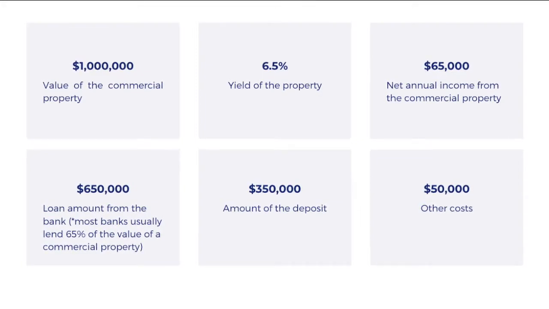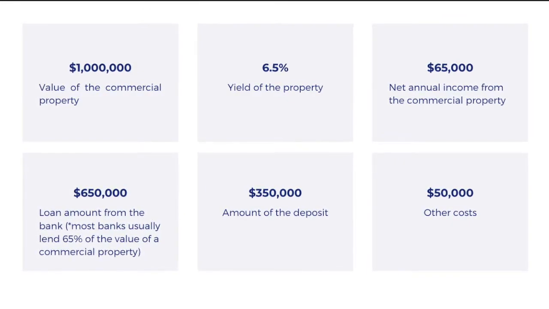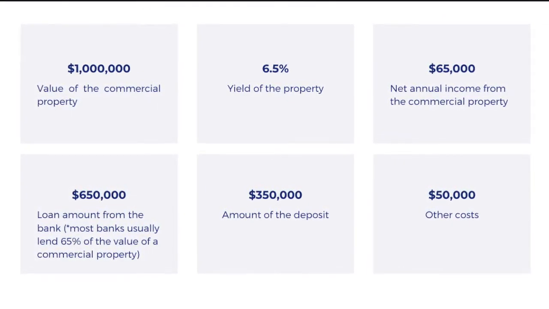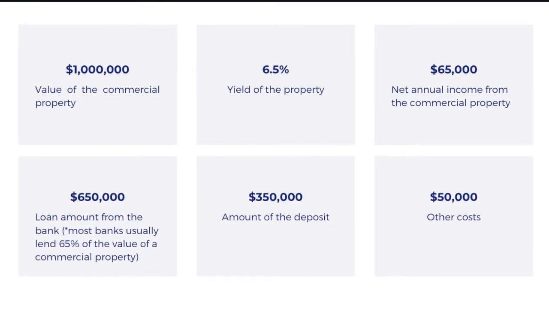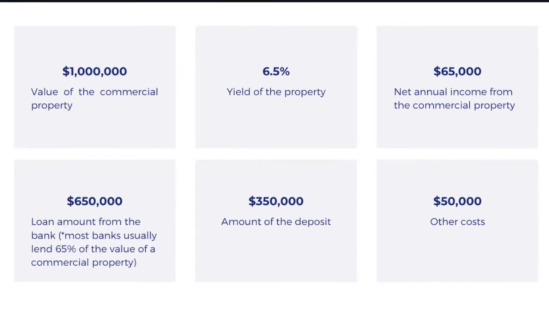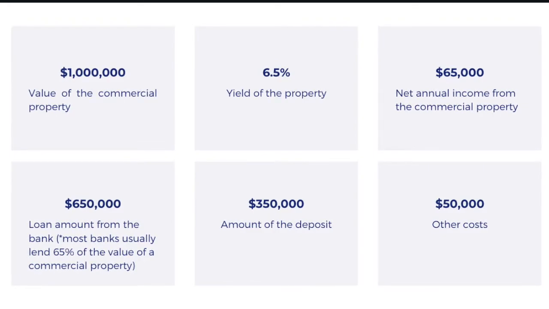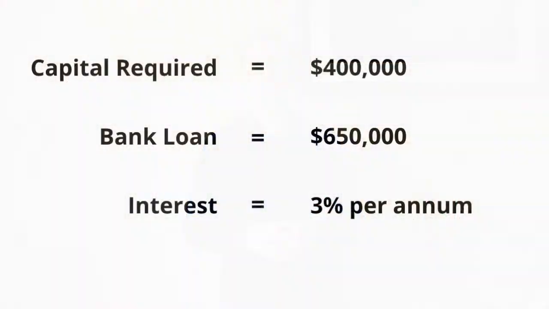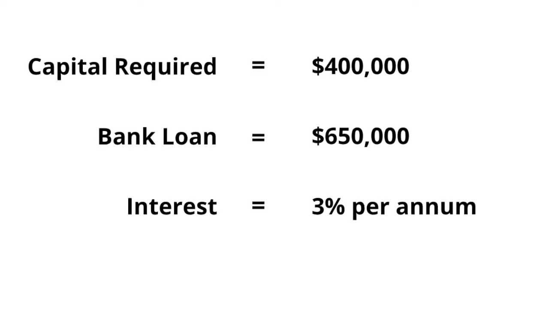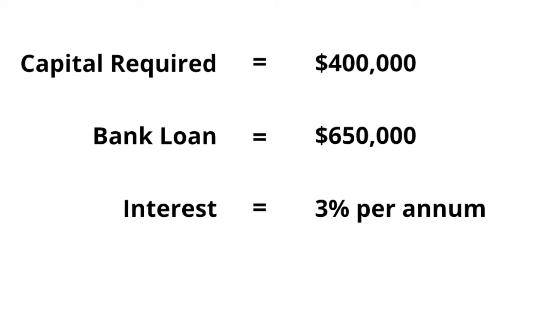$65,000 per year. Now, typically most banks will lend about 65% of the value of a commercial property. So for a $1 million commercial property, they'll lend us $650,000. We need to come up with the other $350,000 as a deposit. For the example, there's usually around $50,000 of stamp duty and other costs associated with it, so we're going to have a nice round figure. We need to come up with $400,000 in cash to purchase the property. We're going to borrow $650,000 from the bank at 3% per annum, and let's look at what return we actually get on our money.